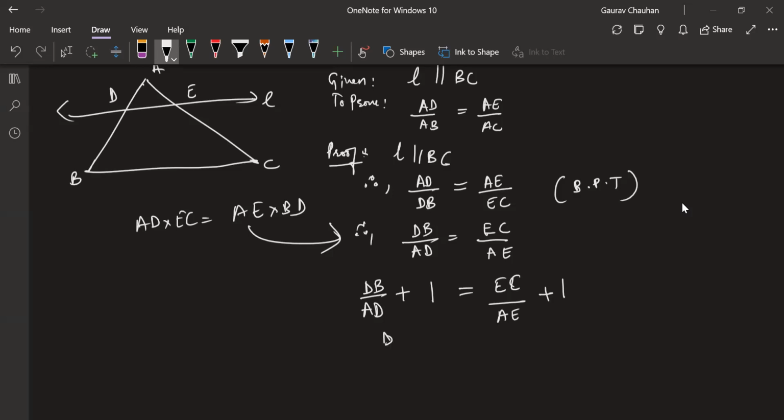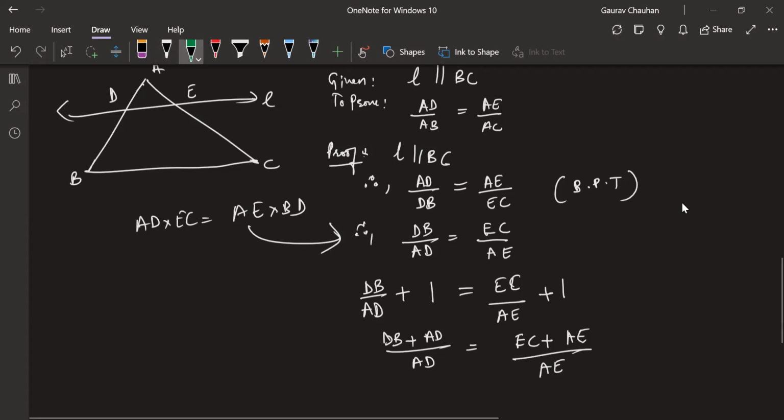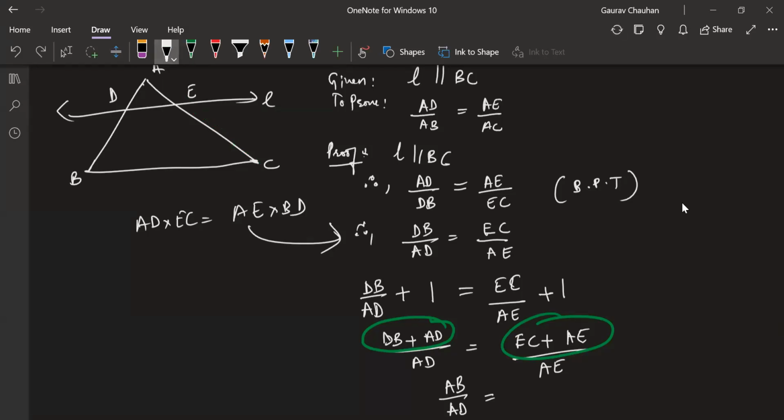So we have dB plus AD by AD is equal to EC plus AE by AE. Now see what's happening in the numerator. The numerator is changing to dB plus AD, that's actually AB. My numerator has become AB by AD. Here my numerator has become EC plus AE, that's AC. This is AC by AE.